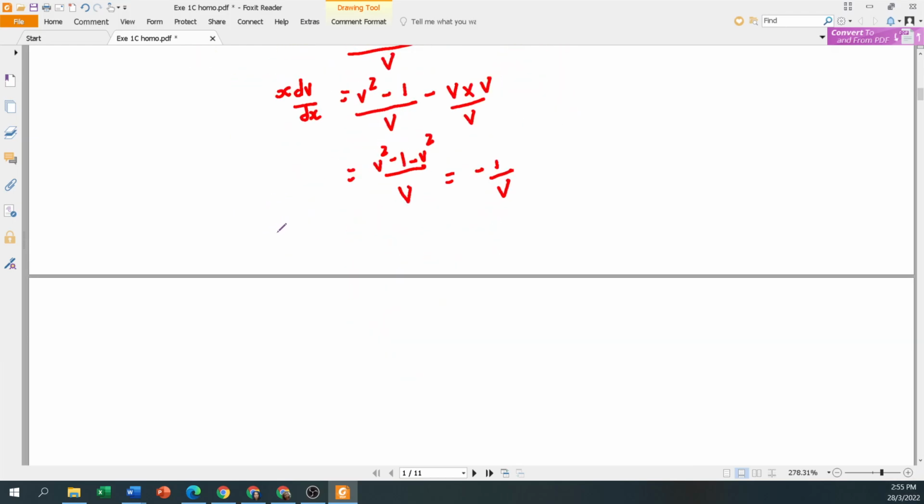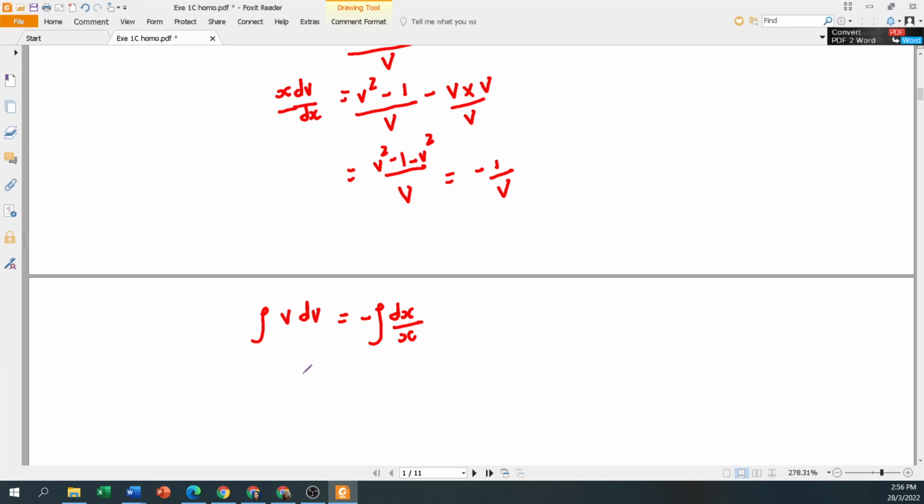Then what you need to do? You can bring the v dv equal to negative dx over x. Because here negative 1 over v, so take the cross multiplication. So you have v dv dx at the bottom, so bring to the other side, become dv like this. Your x over dx to the right hand side becomes dx over x. Now you can integrate both sides.